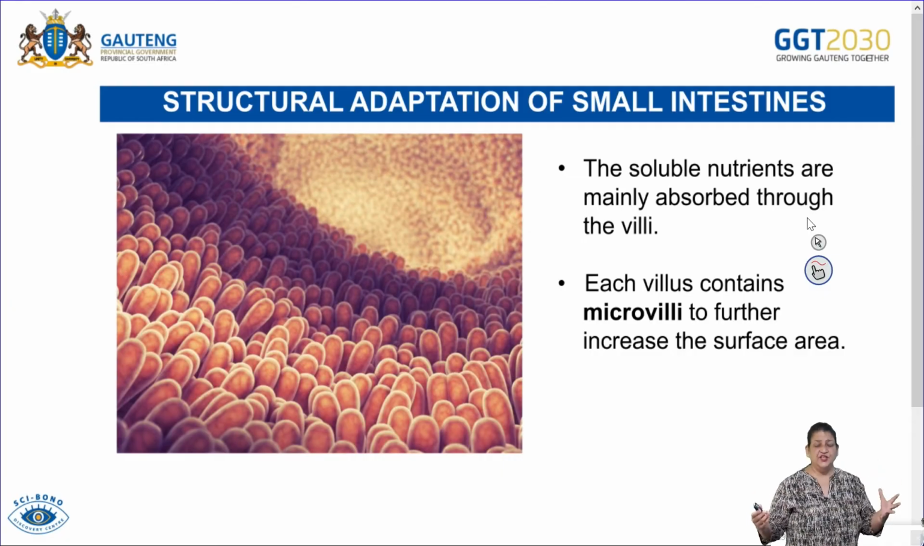Your fats are insoluble. They're too large. Your lipase will break fats into fatty acids and glycerol. Fatty acids and glycerol are soluble. They'll be absorbed into the villus. And every villus has what we call microvilli, even smaller little projections.